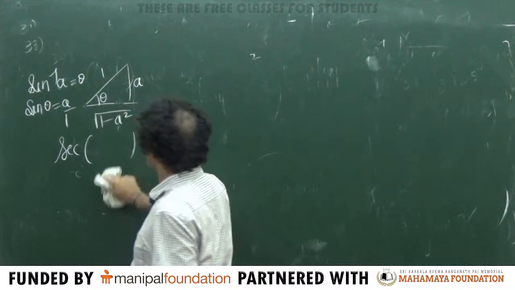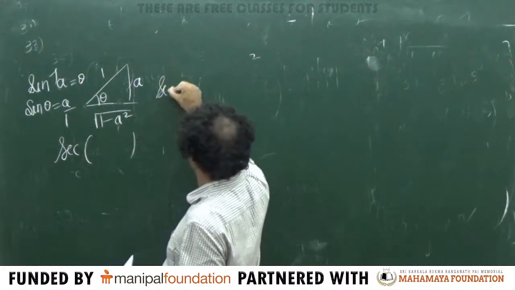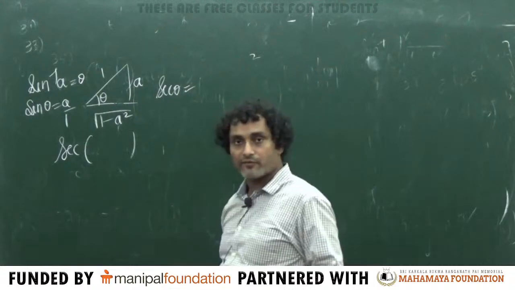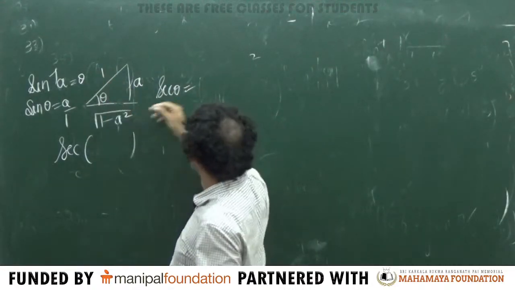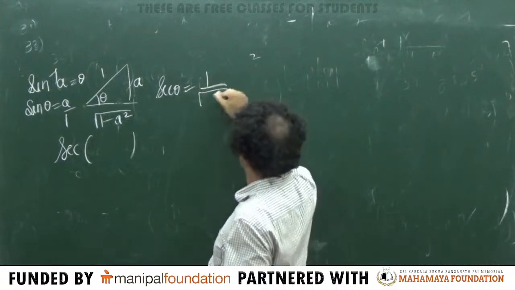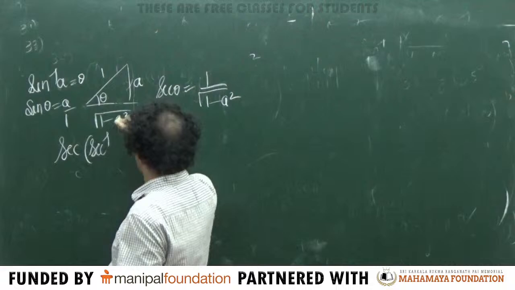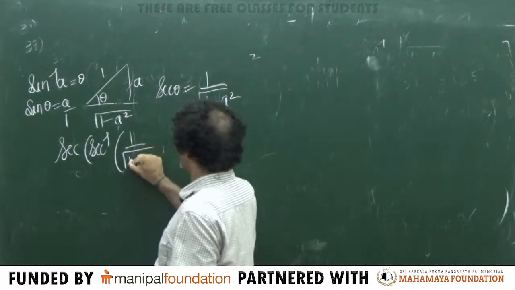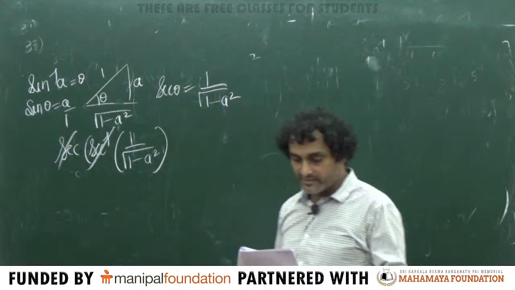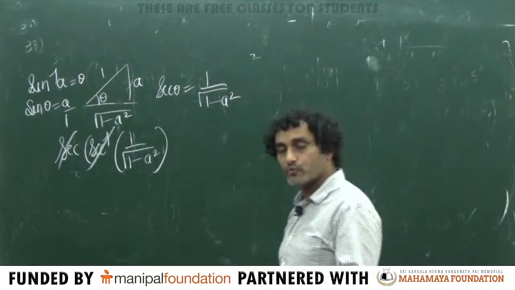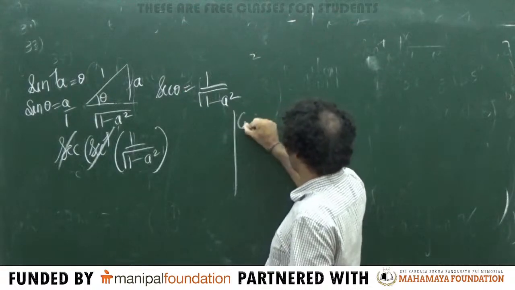So what is secant theta? Secant theta is the reciprocal of cos theta, right? Cos is this by 1. So secant will be 1 by root of 1 minus A square. So here it will be secant inverse of 1 by root of 1 minus A square. The 2 cancels and you are left with this. Beyond secant, who is there? Do you have cot? Step by step we'll go. We have cot what?